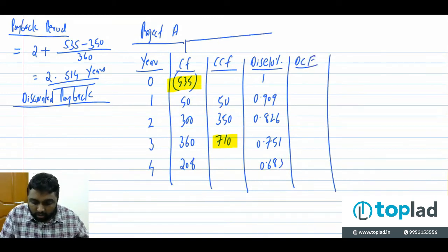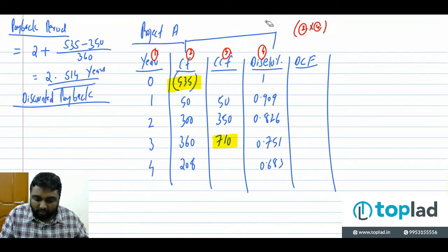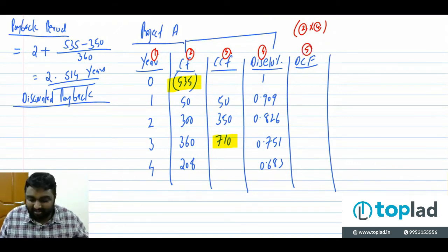See how the discounted cash flow is computed. This is point number 1, point number 2, point number 3, point number 4, point number 5. Point number 2 into point number 4. So we have to find that out. Here we already know 535 also.